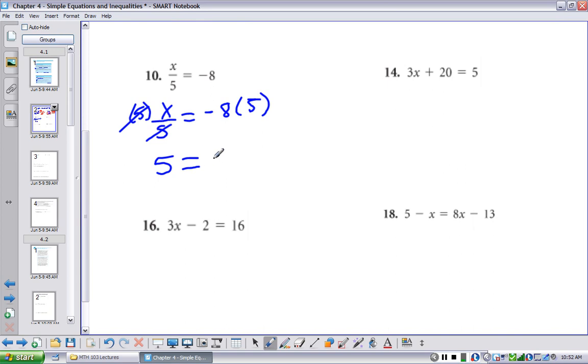We have x, not 5x, equals negative 40. And if we check, sometimes we can do a mental check. Put x in there. Negative 40 over 5 is negative 8. So that is our solution.